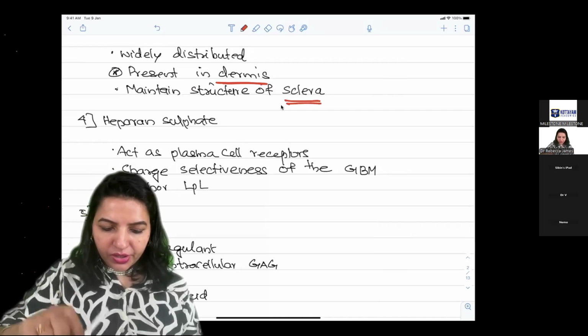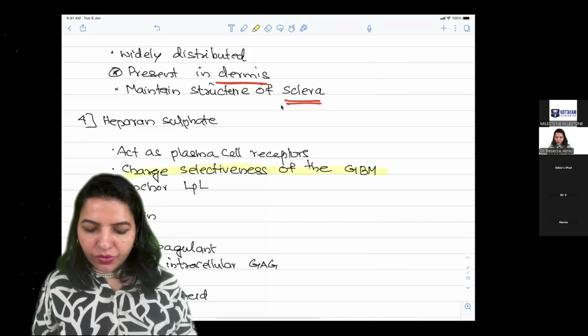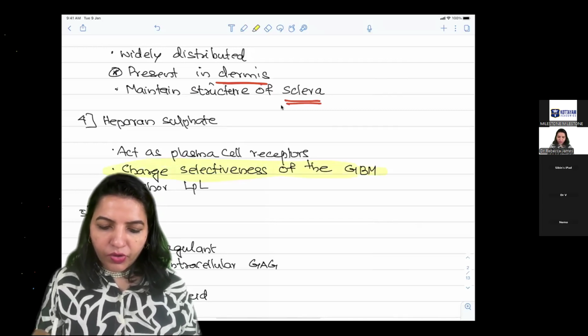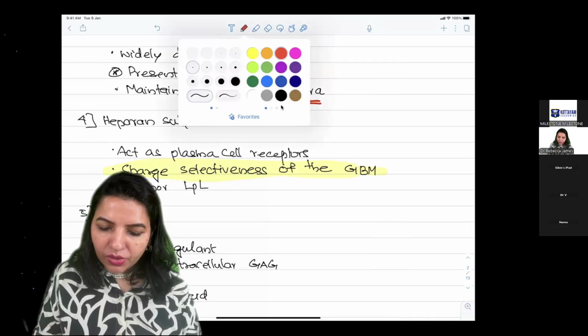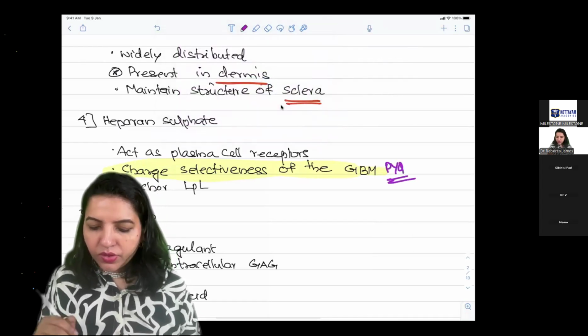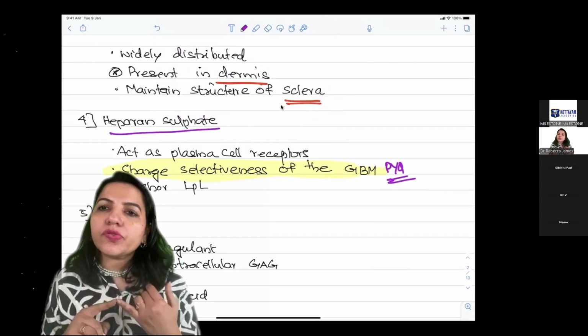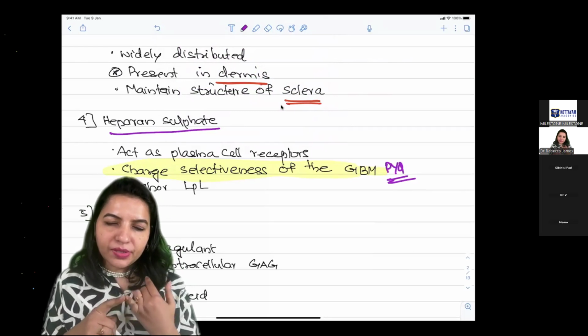That is what you have to learn. Most important. Charge, this is a previous year question. So whatever I'm highlighting is the previous year question. The rest is optional to you. So charge selectiveness is because of heparan sulfate. Then most of them are plasma cell receptors.